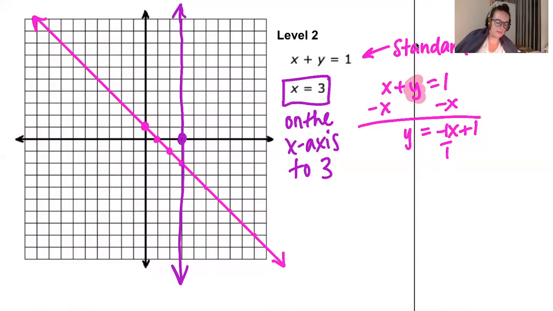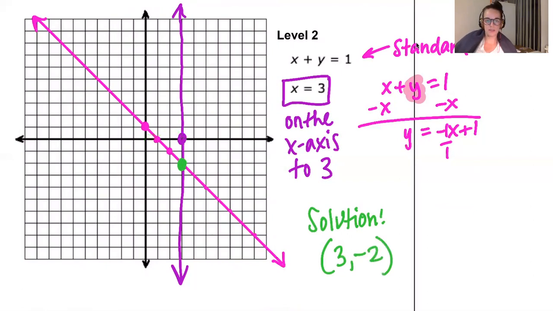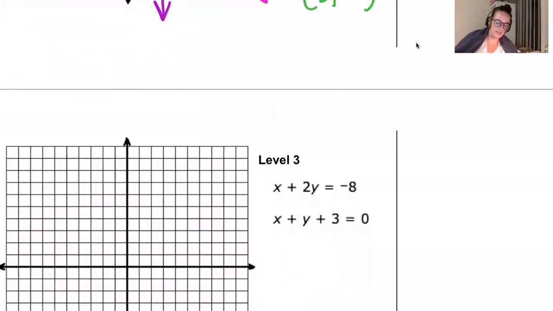In order to find my solution, I'm going to go to where they intersect, which is right here. So my solution would be from the origin 1, 2, 3, comma, negative 1, negative 2: (3, -2). I usually don't put those lines on my graph. I'm just showing you how to get to my solution point. Okay. So that is level 2. We're going to try level 3.